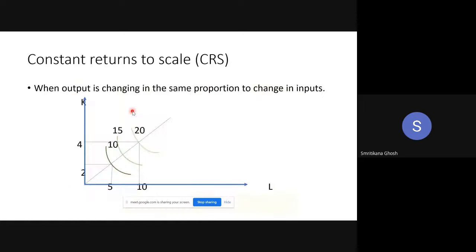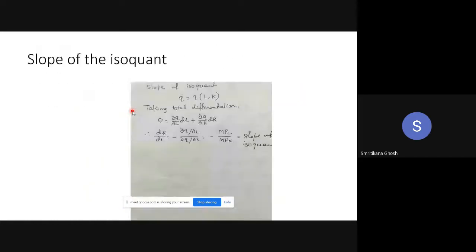Yes, look at the slope. Then it will be easy for you. Look, this is the slope of the isoquant. When we say that the isoquant is downward sloping, we say that it is the second stage of production. MPL is downward sloping, but MPL is positive and MPK is also positive. So the ratio is positive with a negative sign, so it is downward sloping.